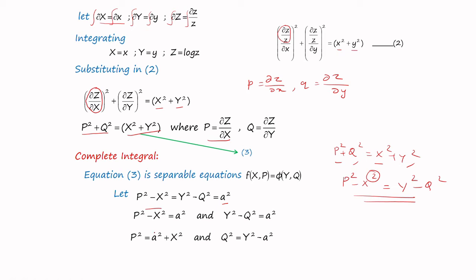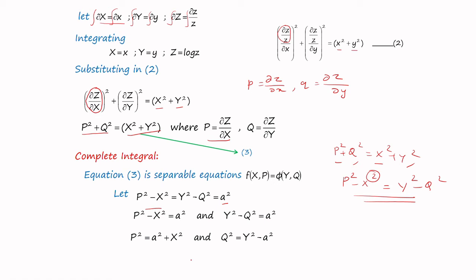Okay, and then what we had to do next, we had to take the p and q terms on the left hand side, and you have to take the x squared and y squared terms to the other side. So p squared is equal to a squared plus x squared. When you're taking this minus x squared to this side, it becomes plus x squared, and q squared is equal to, here you have this q squared, you have to take it to the other side, and when you're taking this plus a squared to this side, it becomes minus a squared. So you have y squared minus a squared. This is the term we have.